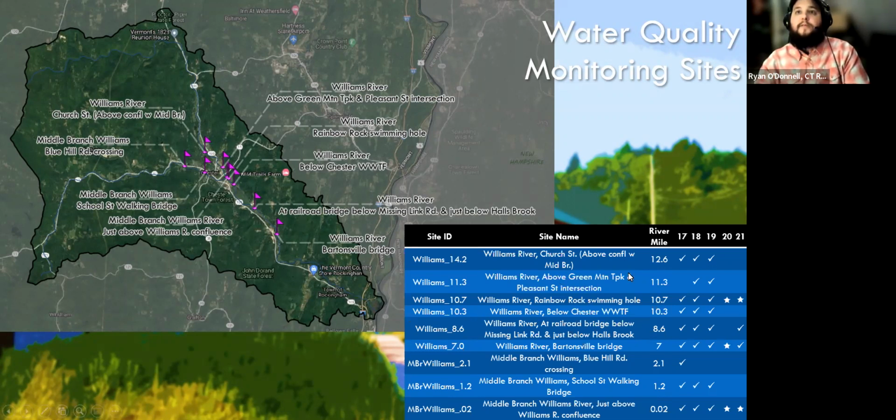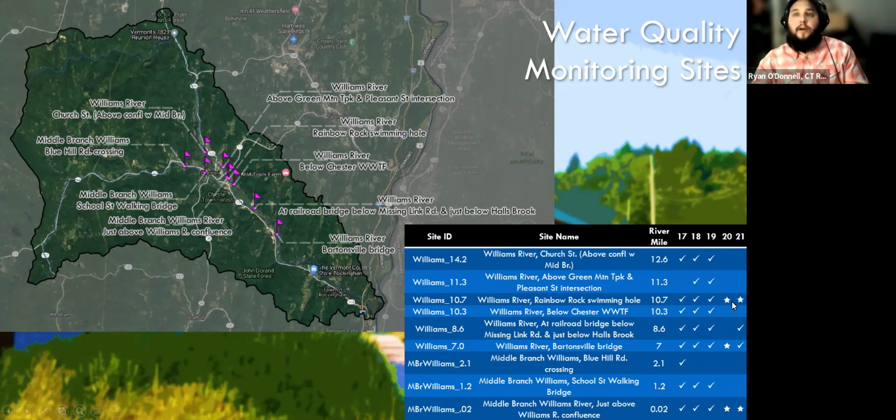And on this blue chart, hopefully you can see the check marks are all parameters were monitored. So volunteers collect samples for E. coli bacteria, total nitrogen, and total phosphorus, which are the 3 I'm going to talk about, and I'll explain them later. But also over the years have collected conductivity, turbidity, and chlorides.